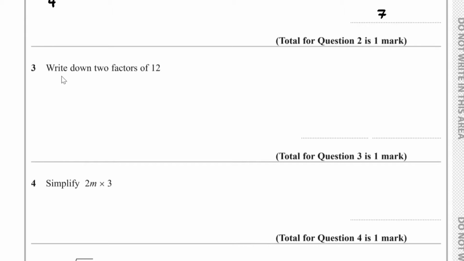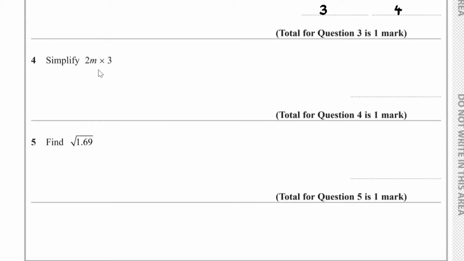Question number 3. We have to write down 2 factors of 12. We need 2 numbers which multiply to give 12. 1 times 12 gives 12. 2 times 6 gives 12. 3 times 4 gives 12. Here are the factors of 12. We need to choose 2 of them. For example, we could have the 3 and the 4.